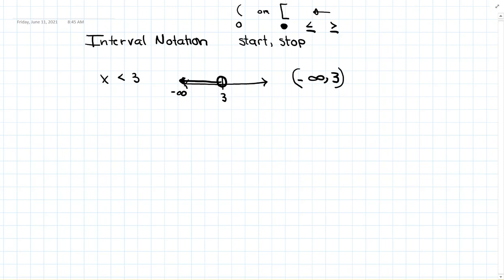So on negative infinity, there is no dot. There's no filled in dot. That's the only time you'd be using a bracket. So we use a parenthesis on the end of the negative infinity.